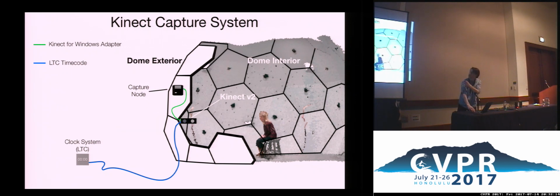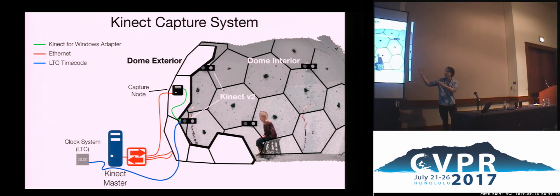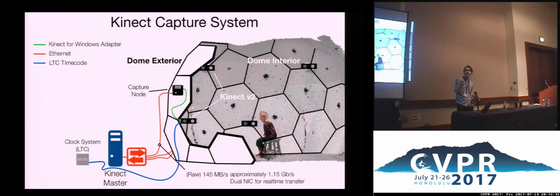So in addition to this single capture node, we have 10 Kinects, right? So they are all networked with just basic Ethernet. I'll make one small comment here, which is that if you're trying to do a real-time system and transfer both the color and the depth, the raw stream is about 145 megabytes per second, which is quite a bit. So it's slightly over a gigabit Ethernet connection. So you would need more than 1 gigabit Ethernet connection if you wanted to do a real-time system.